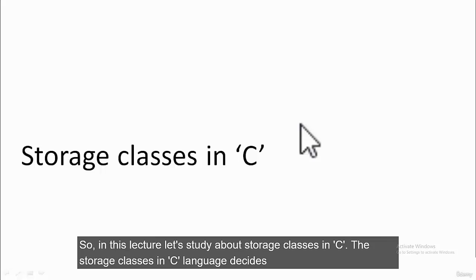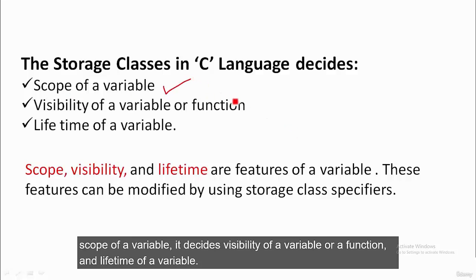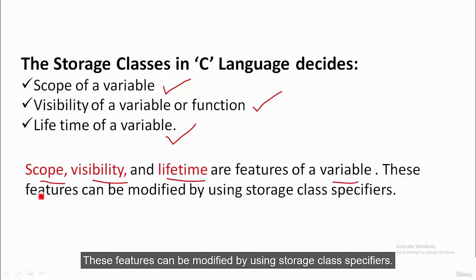So in this lecture, let's study about storage classes in C. The storage classes in C language decide the scope of a variable, the visibility of a variable or a function, and the lifetime of a variable. Scope, visibility, and lifetime are features of a variable. These features can be modified by using storage class specifiers.